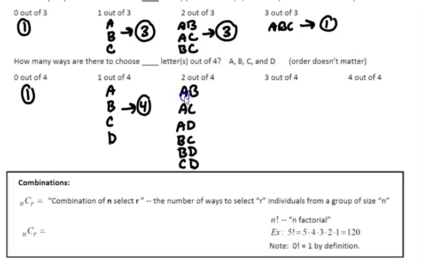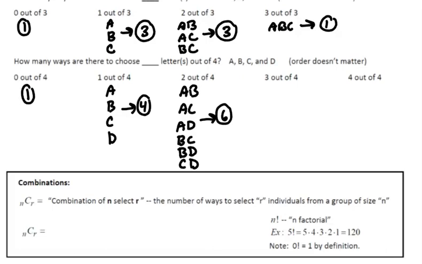First of all, I paired up A with every possible letter. A could go with B, could go with C, could go with D. A's done now. So now pick B. B's already gone with A, but B could go with C or D. Now B's gone. C's already gone with B, C's already gone with A, so C could go with D. So I have 6 different choices, or 6 different possible combinations of 2 letters that I could get out of a bag with 4 letters in it.